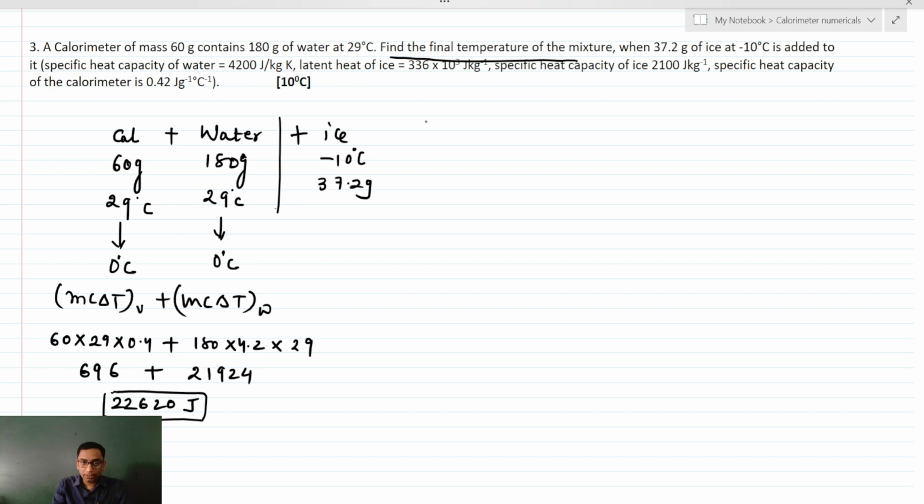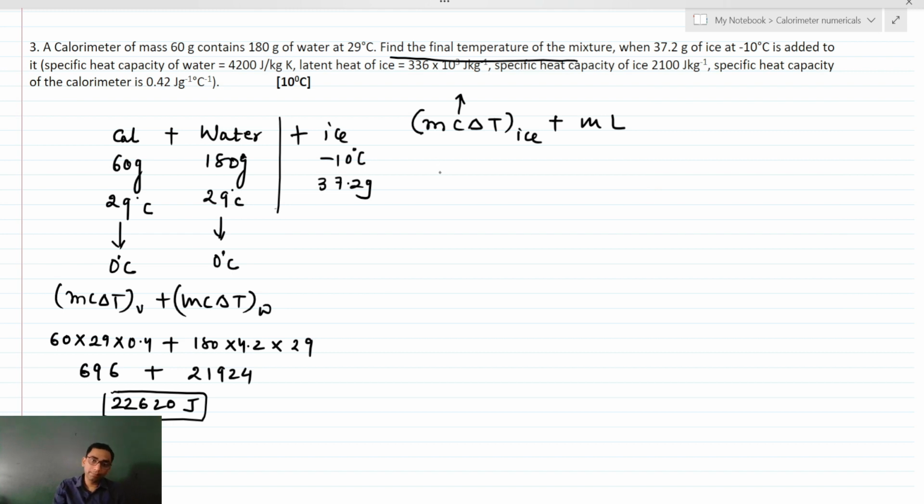The ice, first of all, its temperature is going to come from minus 10 to 0. So here this is mc delta T of ice. Then the ice, complete ice, is going to melt into water. So again it is mL. But please ensure that this C is the specific heat capacity of ice, not of water. In the expression mc delta T, C is the specific heat capacity of the substance whose temperature is changing.